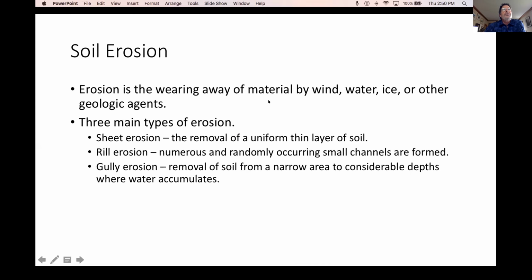There. Okay. Erosion is the wearing away of material by wind, water, ice, or other things. We're pretty much interested in water erosion. There's some wind erosion around here. There's definitely ice erosion along stream banks, and also in coastal salt marshes. But primarily water erosion is what we're looking at. There are three types of erosion that we consider. Sheet erosion, where water is moving in a uniform thin layer. It's usually the highest point of the watershed that starts with sheet erosion. Rill erosion is numerous and randomly occurring small channels, and that occurs in your seasonal streams. And then you have gully erosion, which is deep erosion, which becomes your stream channel, okay?